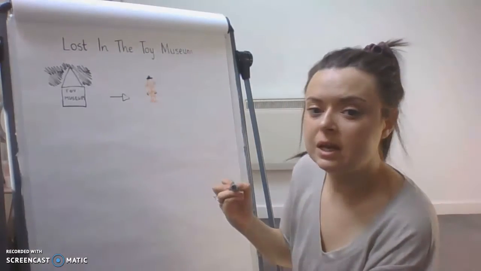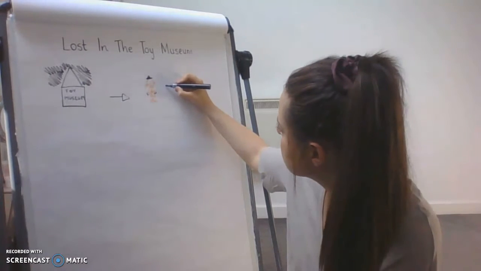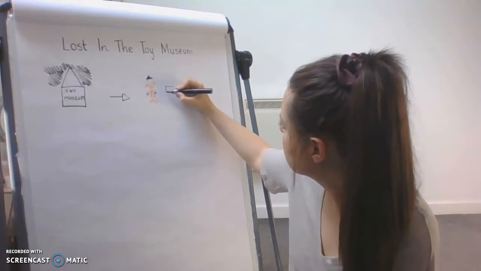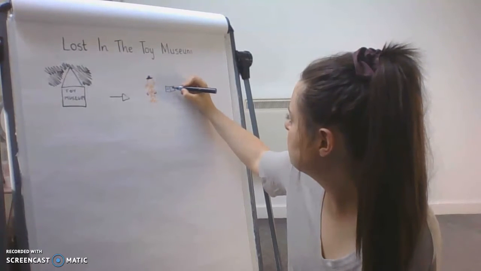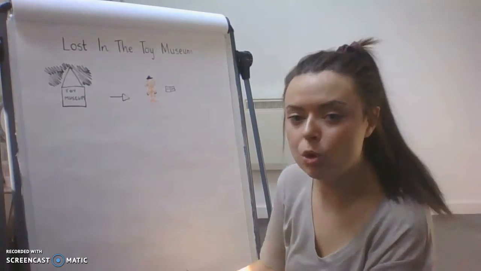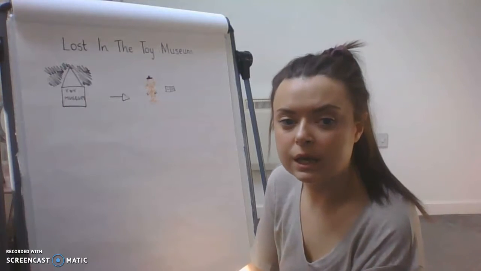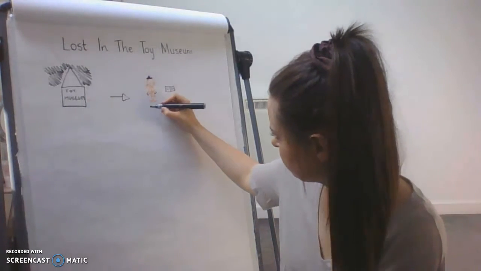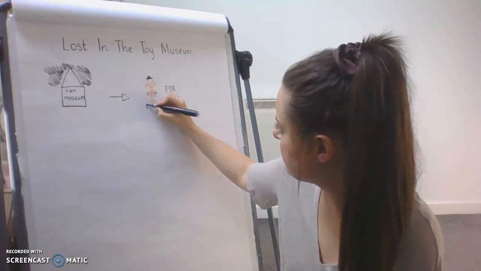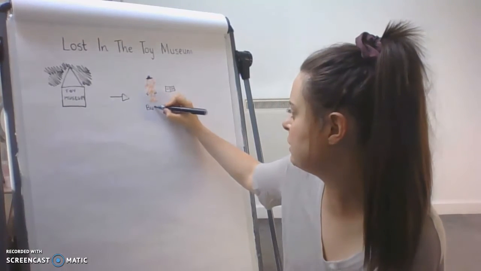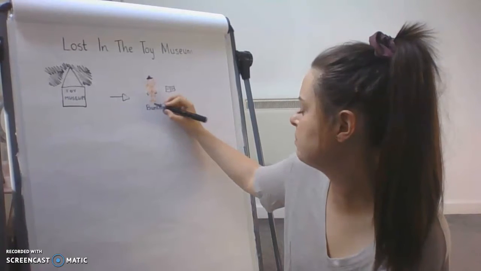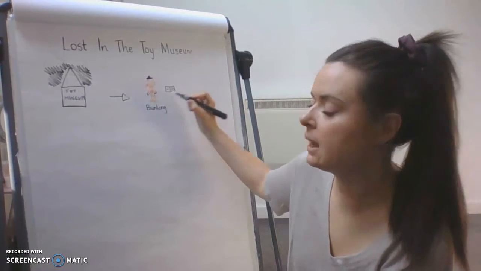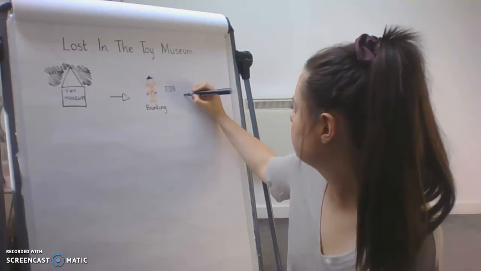So this is Buntin, and what he does is he does the register to make sure all the toys are there. So I'll do the register, and he teaches them all about the museum. Now I'm just going to write his name, Buntin, because that's some key information. So capital B, because it's a name, Buntin. Okay, brilliant.